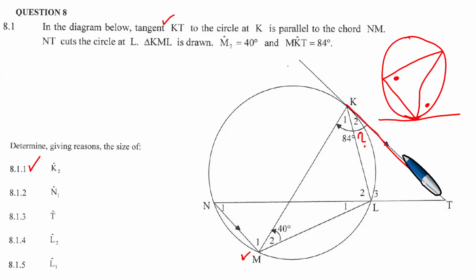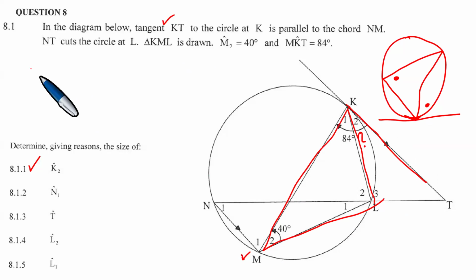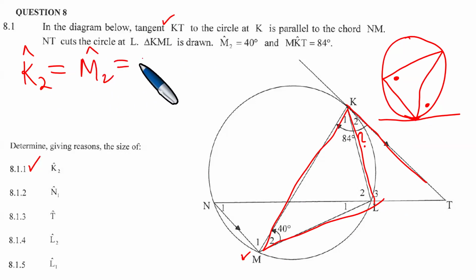We have the same thing here. We have a tangent here, KT. We have the chord here like this. So the angle between a tangent to a circle and the chord equals the one in the alternate segment, in which case we have K2 equals angle M2, which is 40 degrees. Angle K2 equals angle M2 equals 40 degrees. Why is angle K2 equal to angle M2?